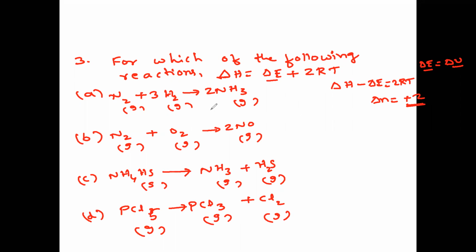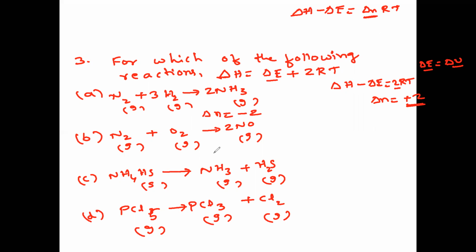So first case, delta N value we will find. Because delta H minus delta E is equal to 2RT is given, delta N is equal to 2, because you know the equation delta H minus delta E is equal to delta N RT. So straight away delta N is equal to plus 2. In the first case, delta N is equal to 2 minus 4, it is minus 2. So it is not the right answer.